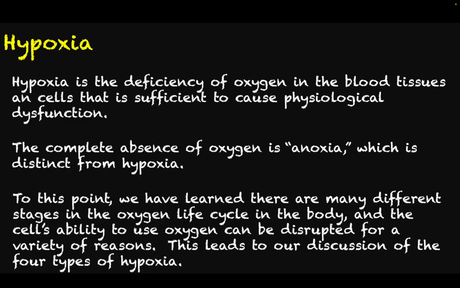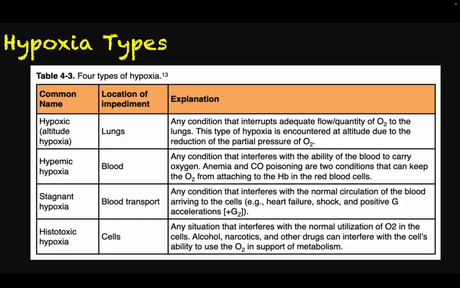So we can disrupt the ability of the body to use oxygen for a variety of different reasons, and that's going to ultimately lead to our discussion on the four different types of hypoxia. The four different types of hypoxia are, number one, hypoxic hypoxia, which, if you're like me, has always sounded like a redundant thing. It sounds like that was a term coined by the Department of Redundancy Department.